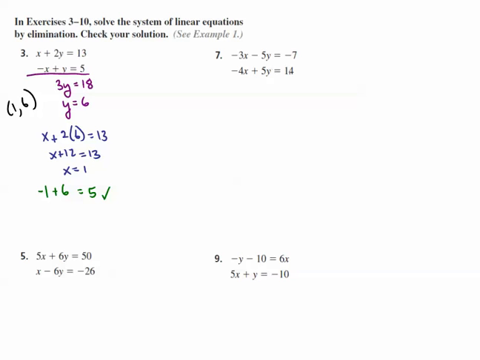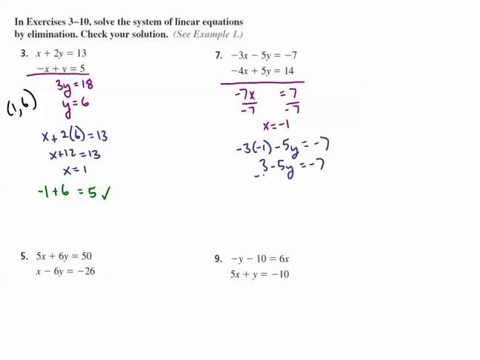Next, system of equations. Again, because I have negative 5y and positive 5y, I simply need to add down. I get negative 7x is equal to 7. Divided by negative 7, I get x is equal to negative 1. I'm going to plug that into the first equation. Negative 3 times negative 1 minus 5y equals negative 7. 3 minus 5y is negative 7.